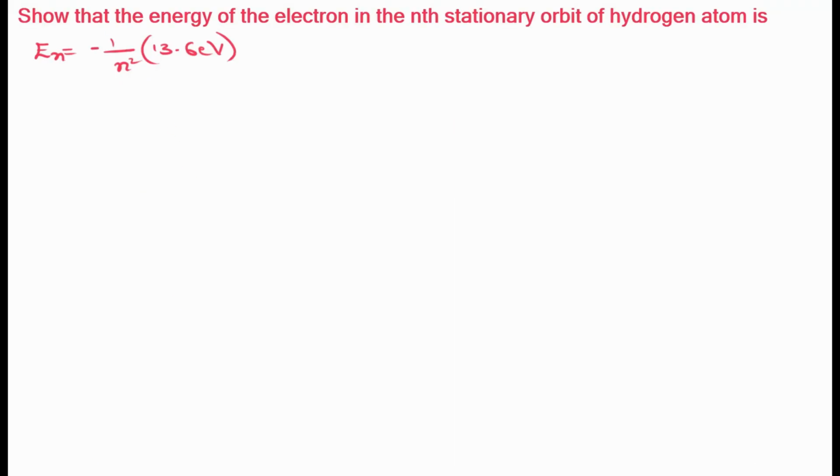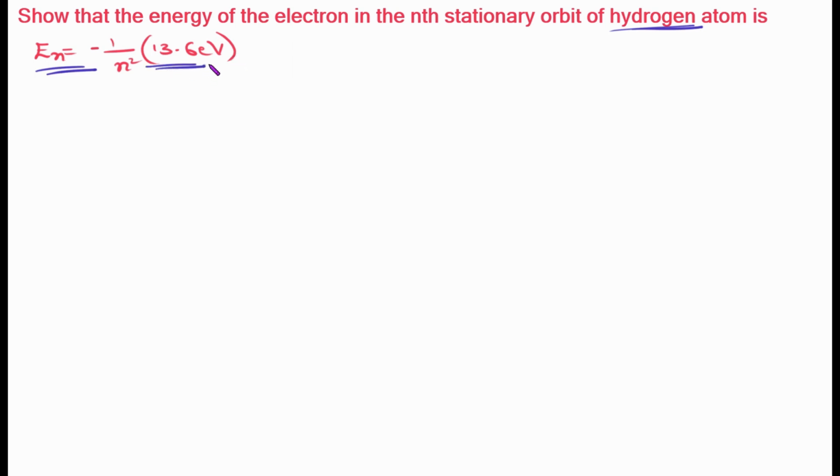Now the next question: show that the energy of the electron in the nth stationary orbit of hydrogen atom is En is equal to minus 1 divided by n square into 13.6 electron volt. This is a formula, En, the energy of electron in the nth stationary orbit of hydrogen atom, and we have to prove that it is minus 1 divided by n square into 13.6 electron volt.